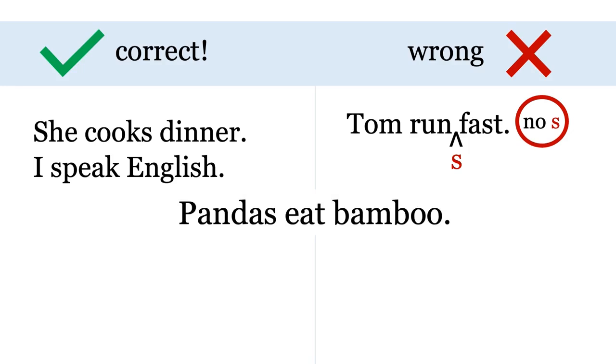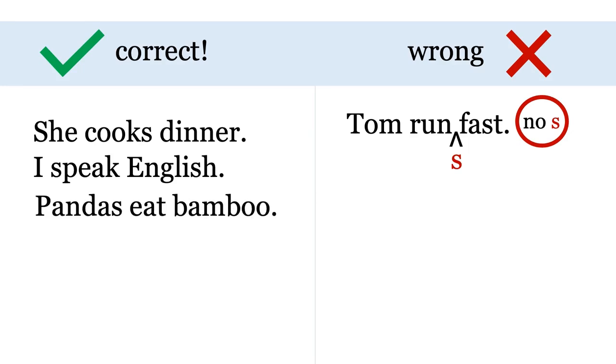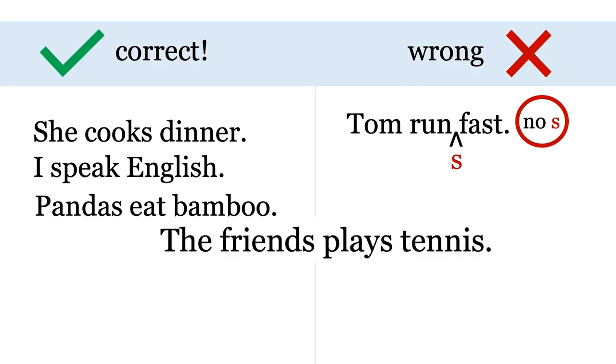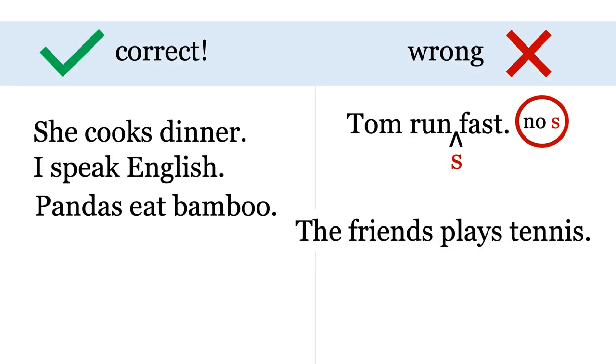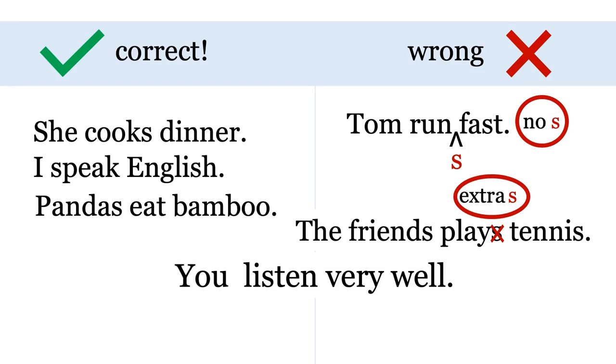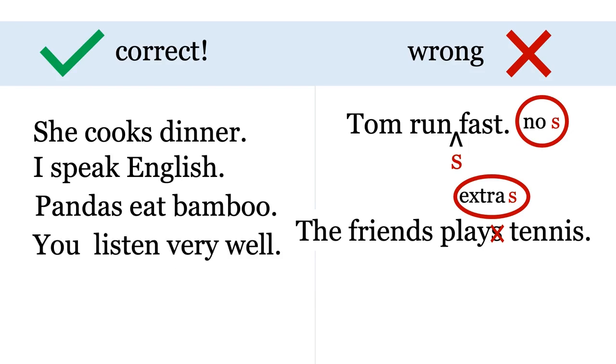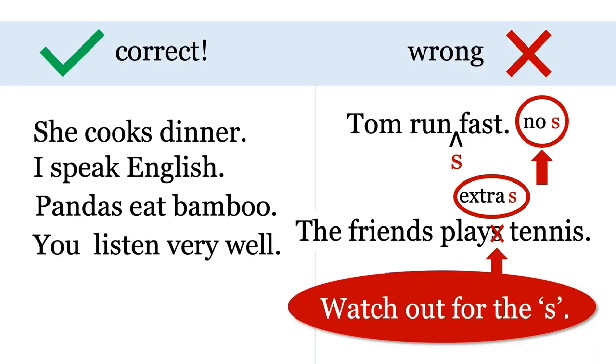Pandas eat bamboo. Yes, that's correct. The friends plays tennis. Nope. This has an extra S. We don't want S on plays because the friends is third person plural, like they. You listen very well. Yes, that is correct. Remember, watch out for the S endings for the third person singular form in the simple present.